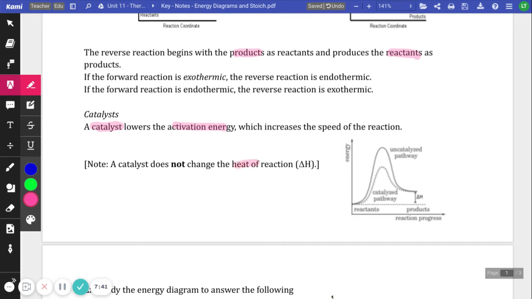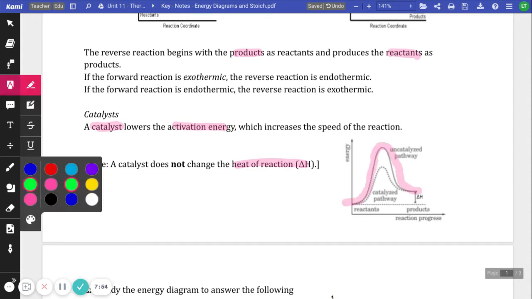Now, it doesn't actually change the difference in energy between our reactants and our products. It just lowers the amount of energy we have to put in to make it start. So you can see right here, our uncatalyzed pathway goes up there, and it's nice and tall. Our catalyzed pathway just lowers that activation energy and makes our reaction happen more quickly.